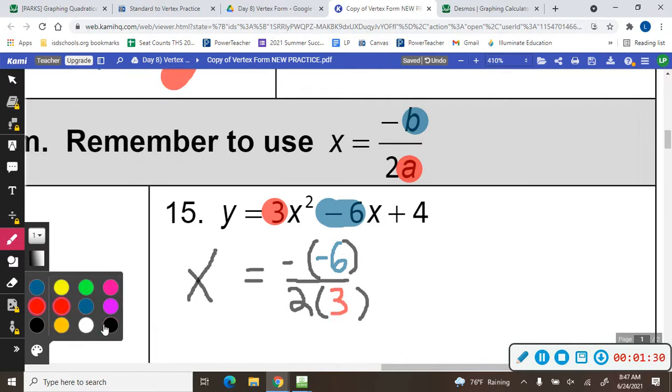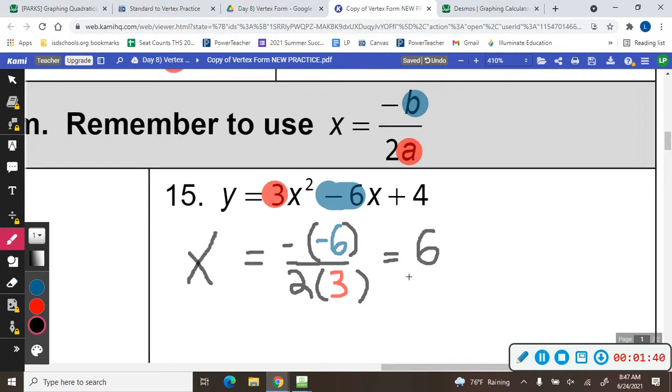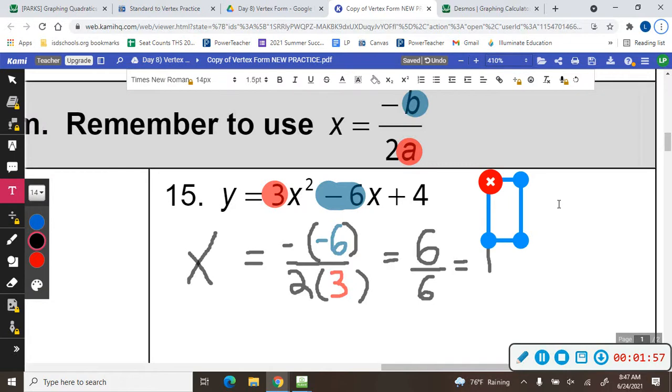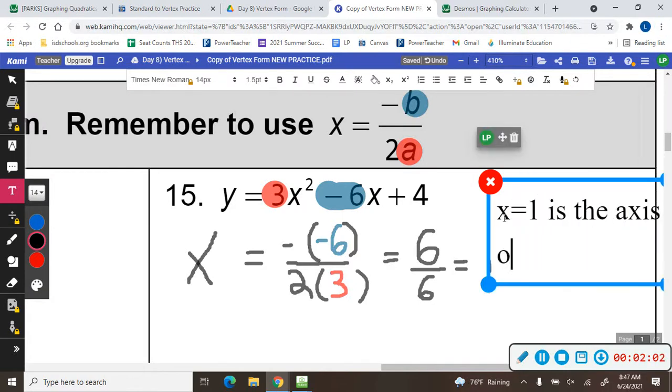So doing the math here, negative 6. That means positive 6. 2 times 3, that's 6. 6 divided by 6, that's 1. So that means the x value of the vertex is at 1. We call this the axis of symmetry. So we say x equals 1. Axis of symmetry.